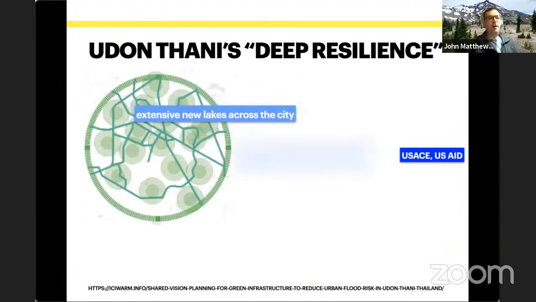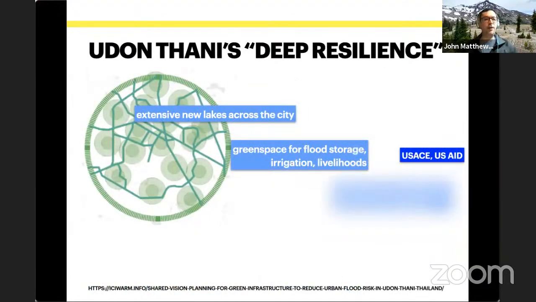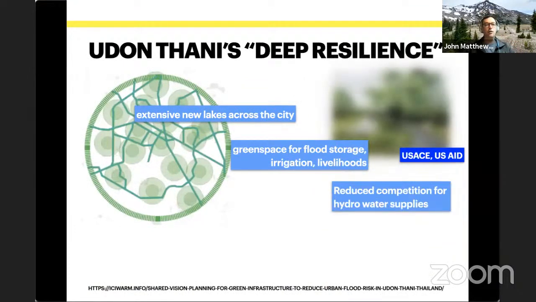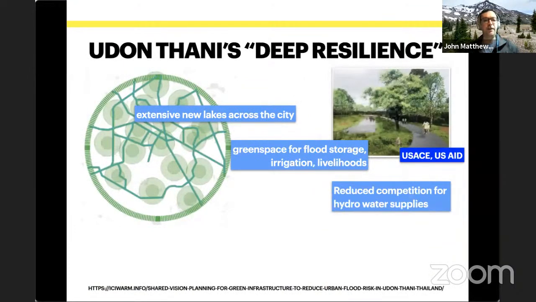On the left here is a map of actually how the city is beginning to look. They've been very actively developing these lakes. You can see the network of canals and lakes that have been established in the city. It's quite beautiful.